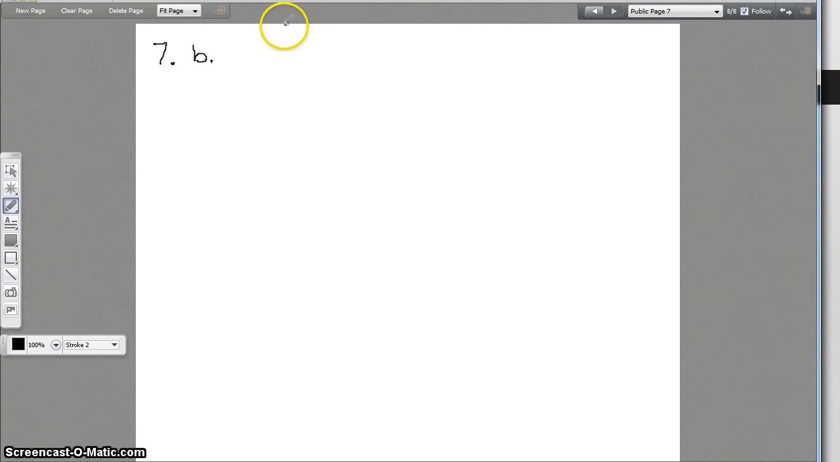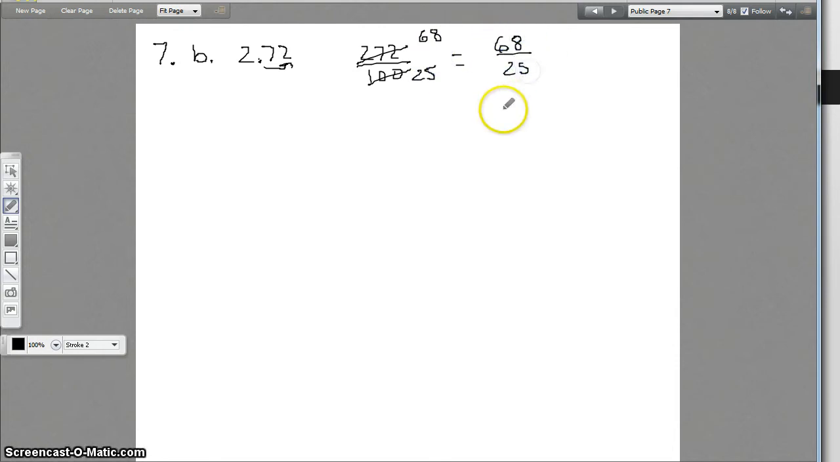Part B is 2.72. Now, to write this as a fraction, I'm going to move my decimal to the end, so that is 272. I had to move it 2 decimal places, so that means I put 2 zeros here. So I have 272 divided by 100. So what I need to do now is simplify. I'm going to divide the numerator and denominator each by 4. 272 divided by 4 is 68. 100 divided by 4 is 25. So that's going to give me the fraction 68/25.